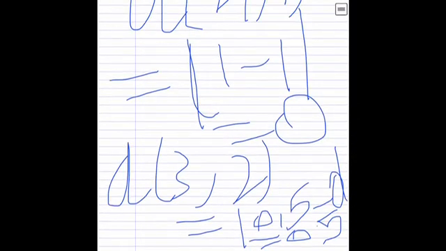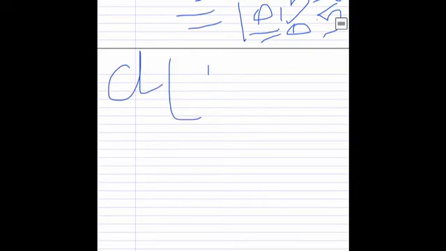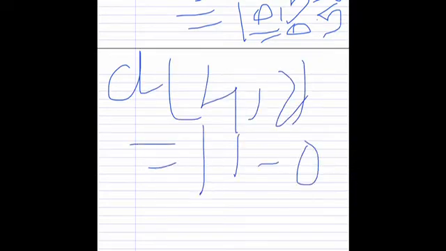Then we will calculate the distance between 4 and 2. Distance between 4 and 2 equal absolute 1 minus 0 equal 1. Distance between 4 and 3 equal absolute 1 minus 0.5. Then we will get 0.5.